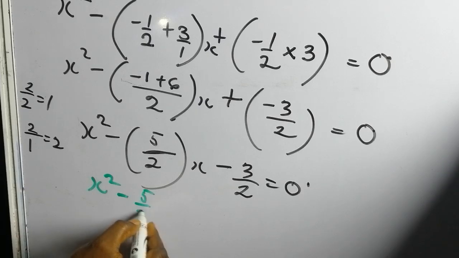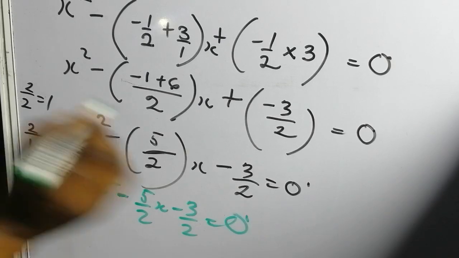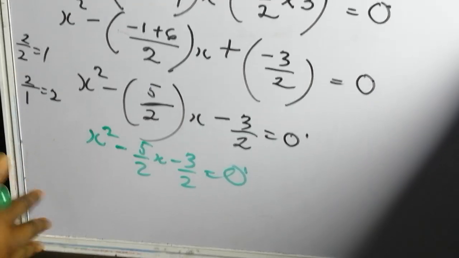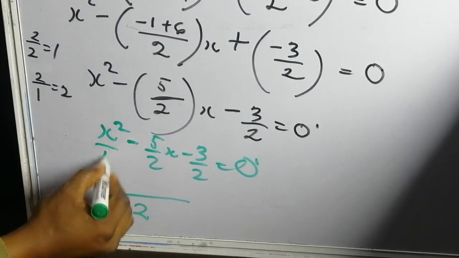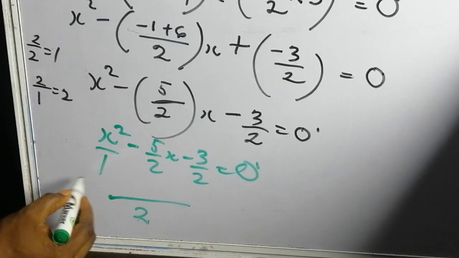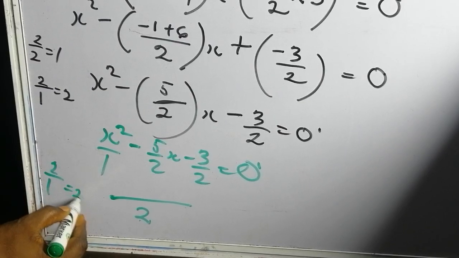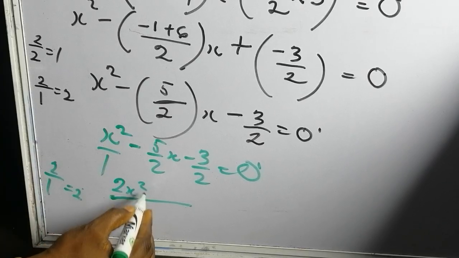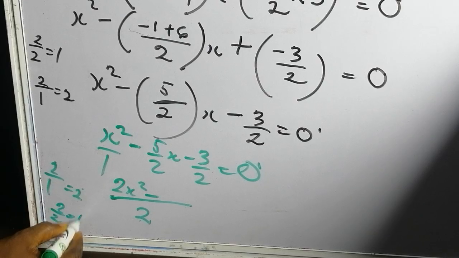Minus 5 over 2 x minus 3 over 2 equals what? 0. It's as simple as chinchin and pure water. Look at your option. If your option is not like this, what you just need to do, you do what? You find LCM. This is over 1. So at the end of the day, 2 in 1, like I said, 2 in 1 is same thing as 2 divided by 1 equals what? 2. Then 2 times the numerator, that's what? 2x squared. Minus 2 in 2, that's 2 divided by 2 equals 1.